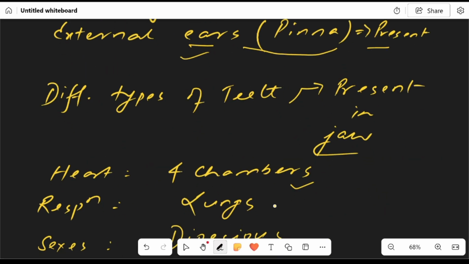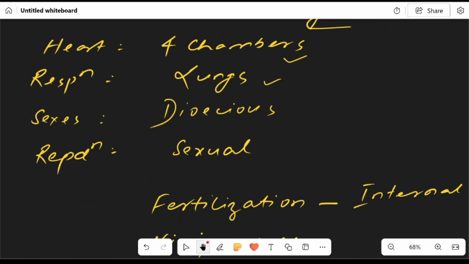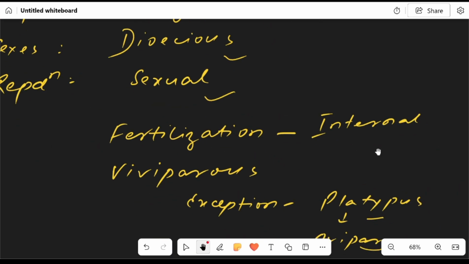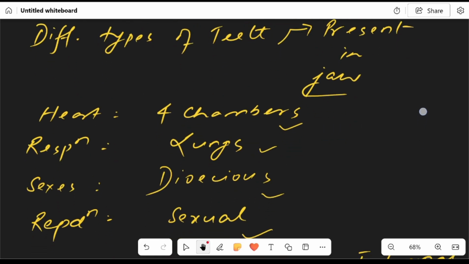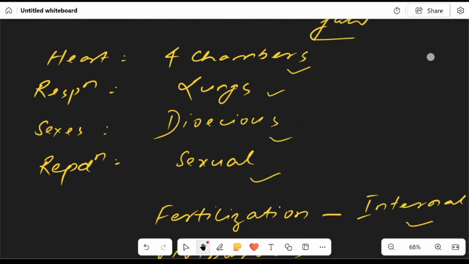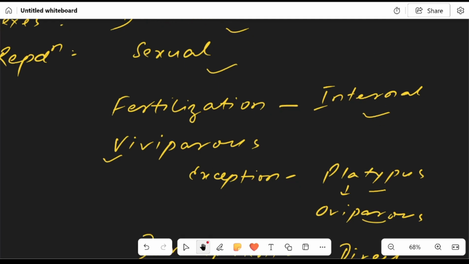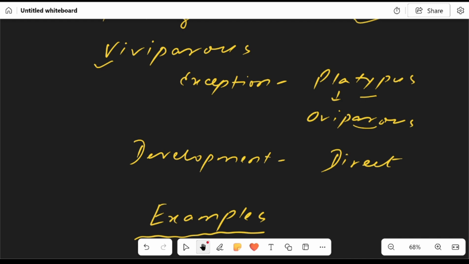The heart is four-chambered. They respire through lungs. The sexes are dioecious and the reproduction is sexual with internal fertilization. They are mostly viviparous. The exception is the platypus, Ornithorhynchus, which is oviparous.